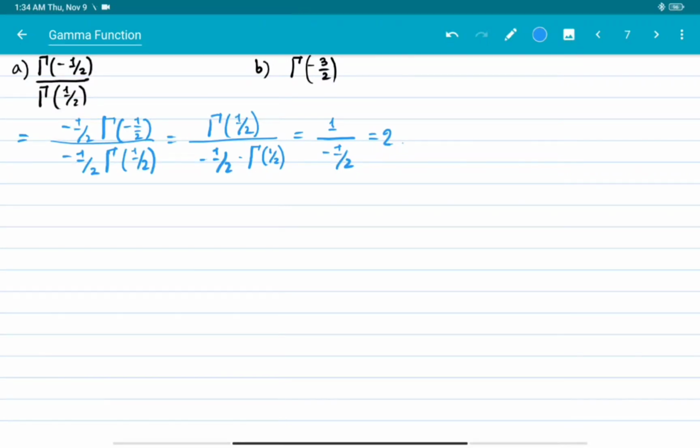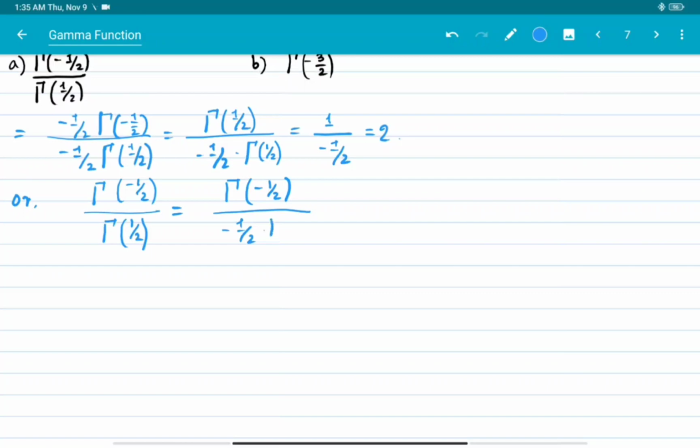There is another way we can do it. Gamma of minus half over gamma of half: we can split the numerator, with minus half times gamma of minus half, which is nothing but 1 over minus half. Great, and this is minus 2.